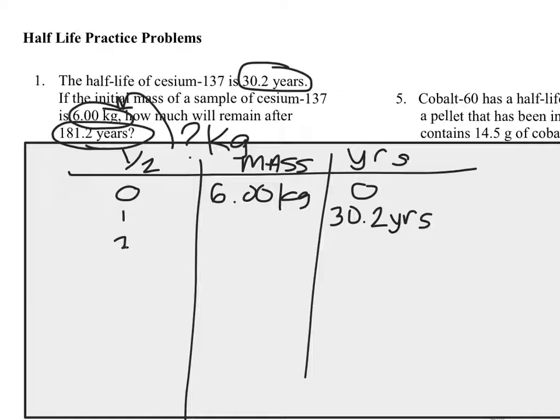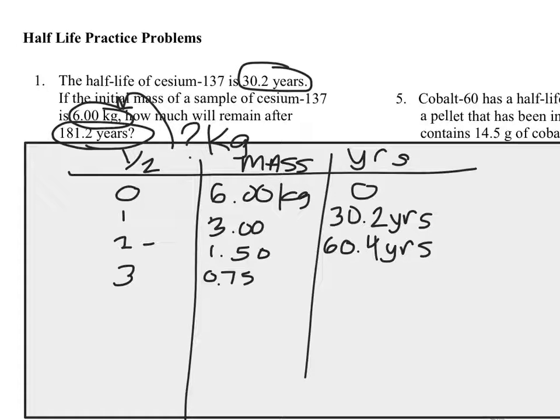That means after 2 half-lives, another 30.2 years would go by, which would add another 30.2 years, which would be 60.4. All right, but remember, after 1 half-life, this 6 kilogram object now becomes 3 kilograms. You cut it in half. After 2 half-lives, it now becomes 1.5 kilograms. After 3 half-lives, it would become 0.75 kilograms. And remember, the time for that would be another 30.2 years, which would make it 90.6 years.